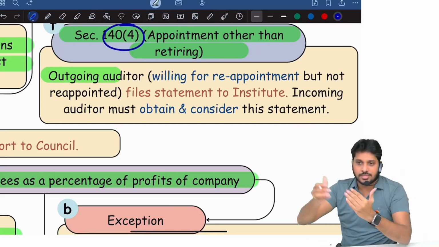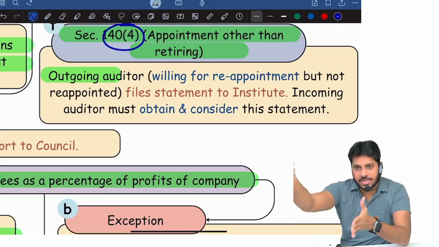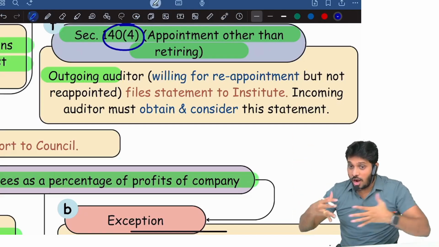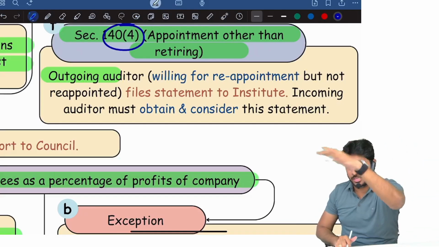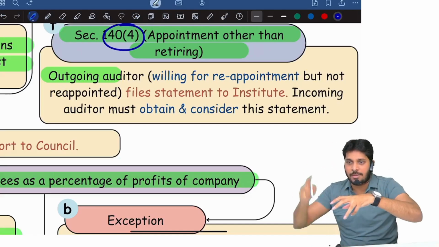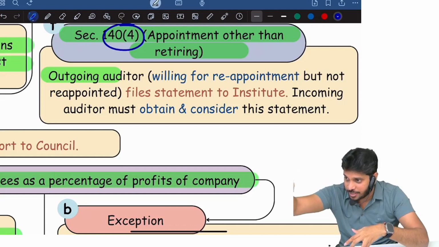Okay, 140 subsection 4, term expired. We are not reappointing him, somebody else we are appointing. This somebody else is being appointed not at the interest of the board of directors, but at the interest of the members through a special notice. This is the background. So through a special notice, another CA was appointed by replacing the old CA, and that too not before expiry of term, but after expiry of term.